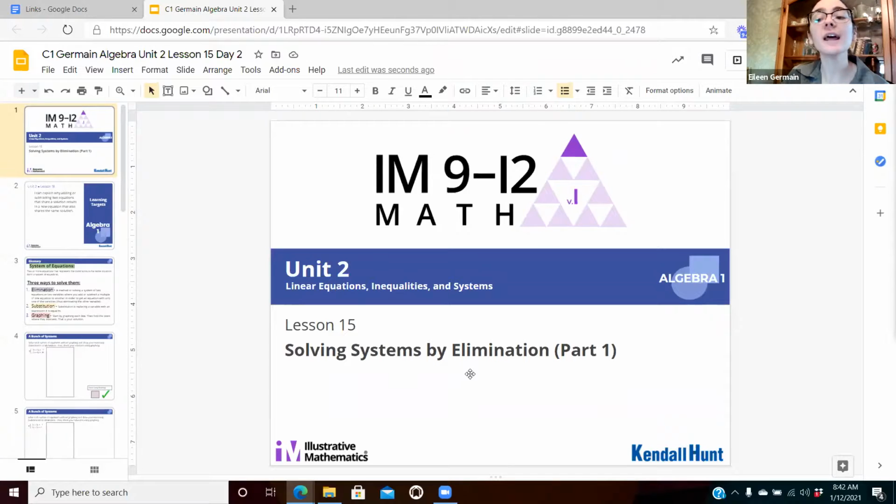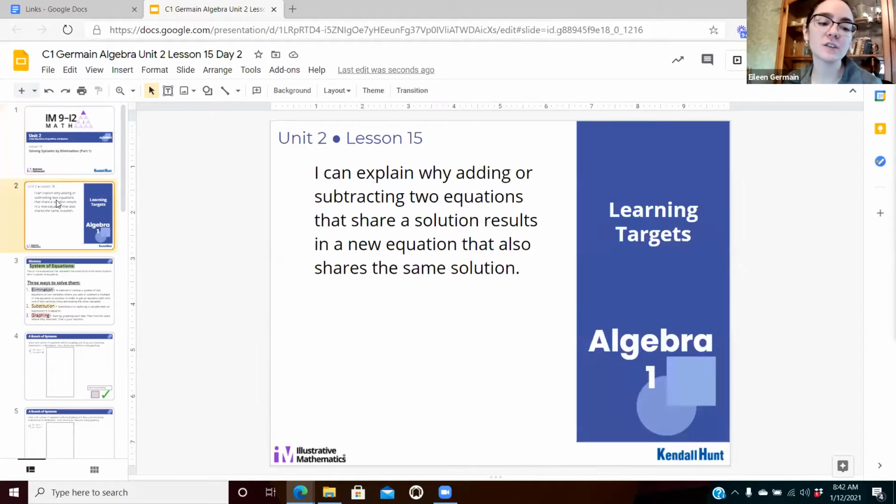Okay, so we are going to have the opportunity to practice elimination. Woo! Even more practice. It's my favorite. Two of them are really easy though. You got this. Okay, so let's take a look at our learning targets for today.